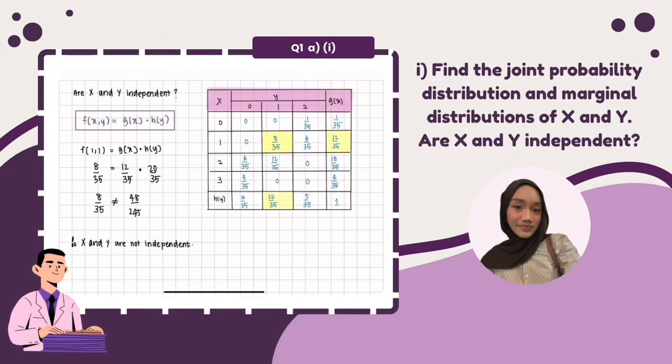But to find out whether X and Y are independent, we'll have to check whether fxy equals the marginal of X times the marginal of Y. So let's take X equals 1 and Y equals 1 for example. 8 over 35 will not be equal to 48 over 245, therefore X and Y are not independent.